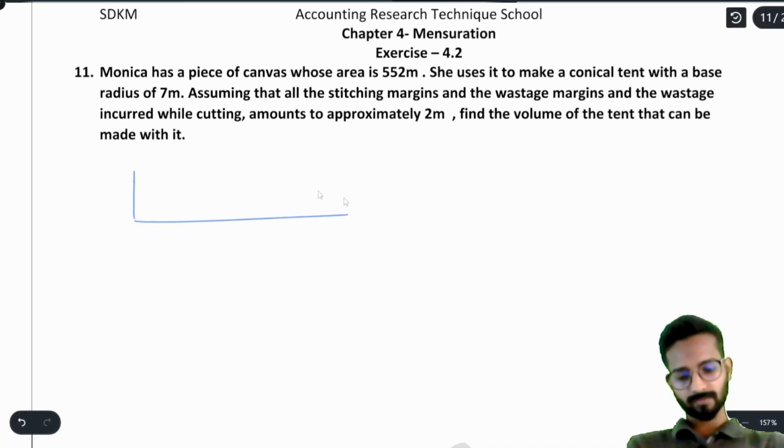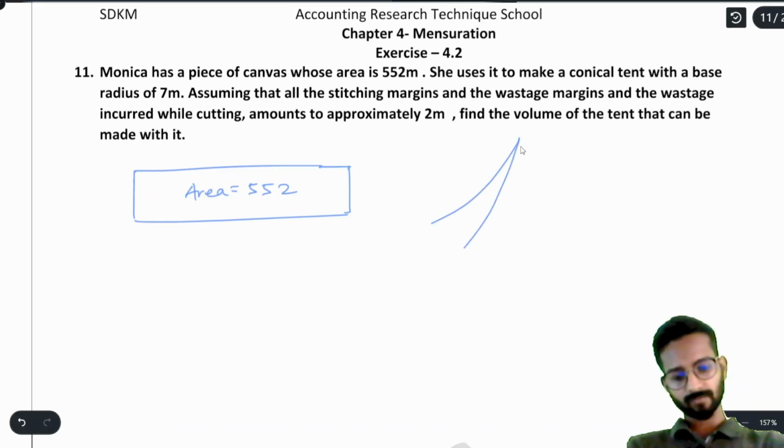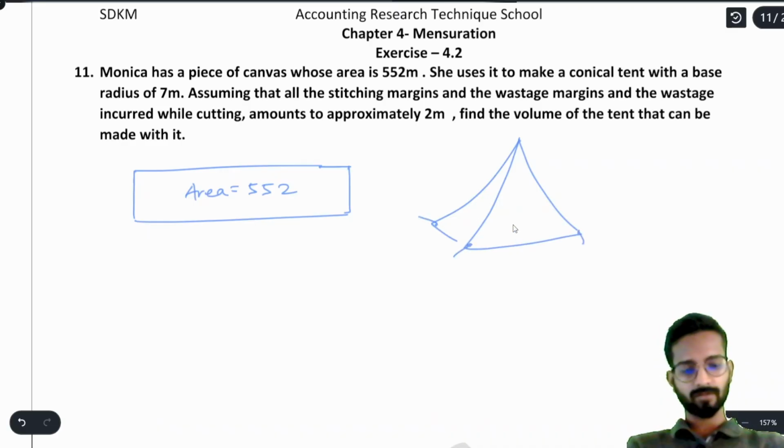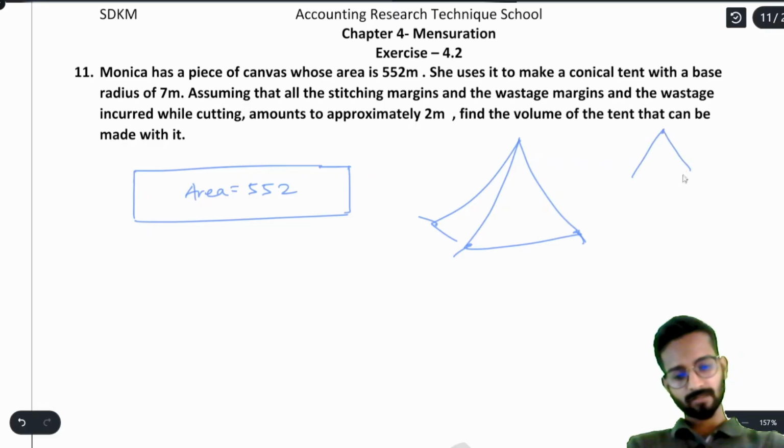See, this is your canvas. The area is 552. Conical tent. Okay, so you are making a tent here. This is your tent. These are the nails. Okay, now this is your tent. Conical tent is ready with a base radius of 7 meters. It means, see, if it is the cone, the base will be in the circle form. So the radius of this, you can imagine, this will be the shape. So the radius is 7 meters.